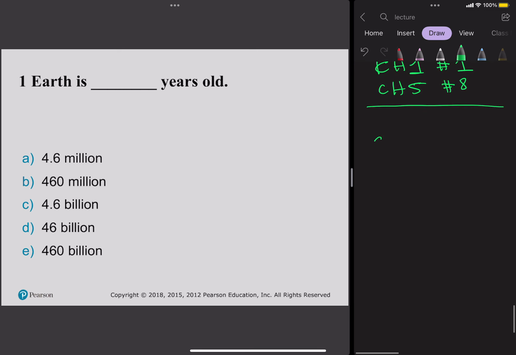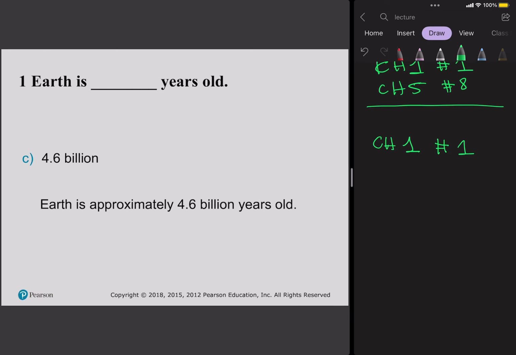So for chapter 1, number 1, how old is the Earth? Go ahead and type your answer, and afterwards let's check the answer. The Earth is 4.6 billion years old. So that's going to be number C. Alright, so let's continue.